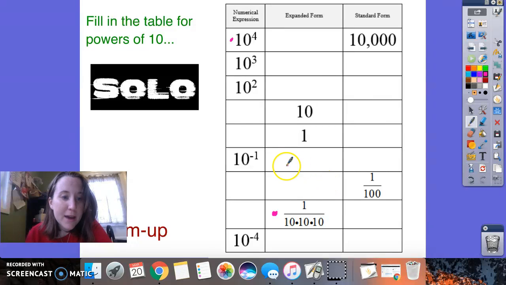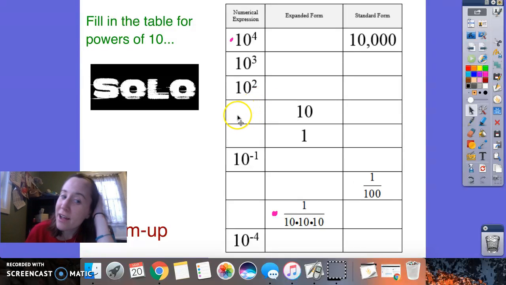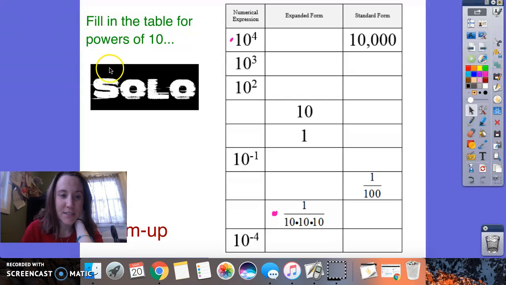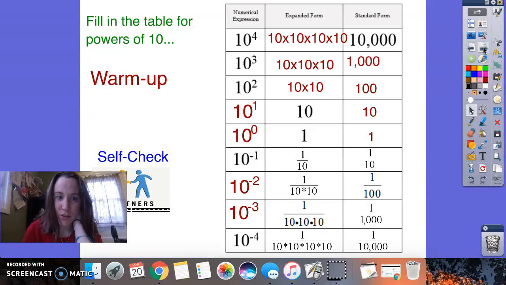So use the patterns to fill out the table, and please pause this to do that, and do not go on to the solutions until you have finished. Definitely should not be going on into this next slide until you have finished the practice. So if you were clicking go on, that means you have finished the practice. At this point, you should have a partner, and you're going to do a quick self-check.